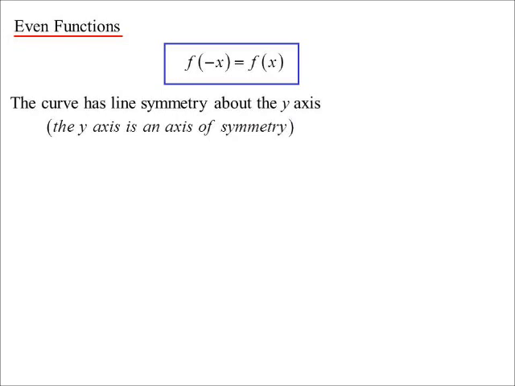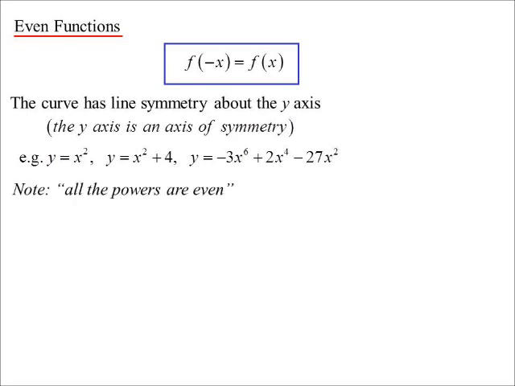Okay. So, y equals x squared. y equals x squared plus 4. So again, you see a similar thing with polynomials. If all the powers are even, it's going to be an even function. We think of 0 as an even number for the sake of this, so the constant here is like 4x to the power of 0.